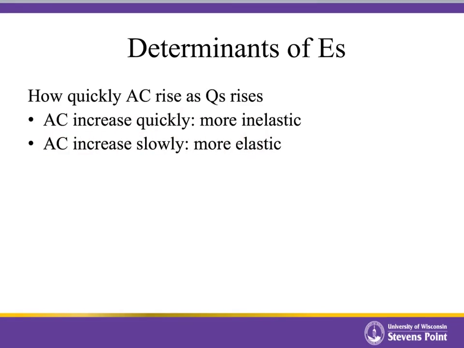Another determinant of the elasticity of supply is simply how quickly our average costs, or cost per unit, rise as firms try to expand their output, increasing their quantity supplied. So if the price of the product goes up, firms would love to be able to sell more product, but if it's very costly to increase their quantity, those increases in costs are going to wipe out the increased price effect. And so we're going to get a relatively small response, an inelastic measurement. But if it's easy to increase output without causing our average cost to go up, if the average costs increase slowly, we're going to get a larger supply response and a more elastic supply curve.